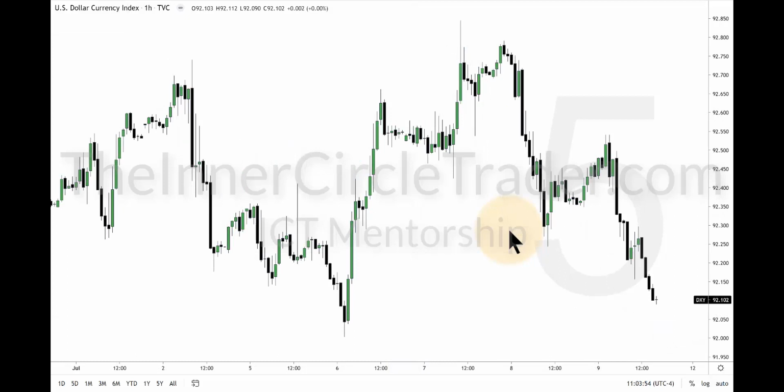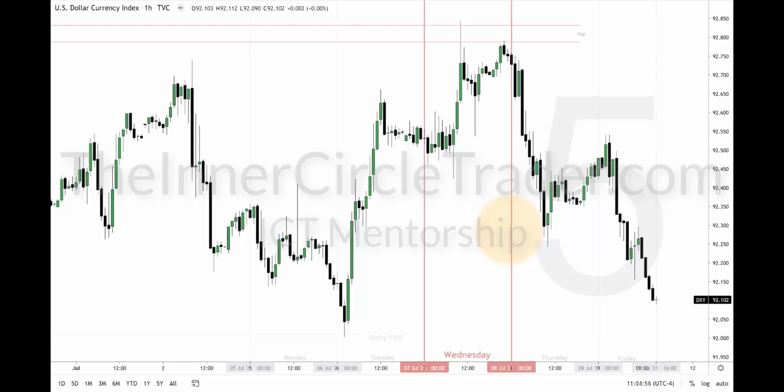Now, I want you to look at this hourly chart and think about day of the week, weekly profile, and key turning points, key highs and lows. Here's Monday's trading. We trade down. Tuesday makes the low of the week. So it changes gears, goes higher.